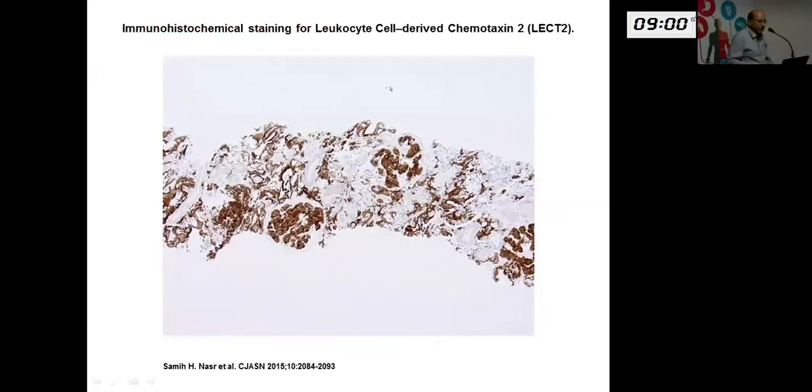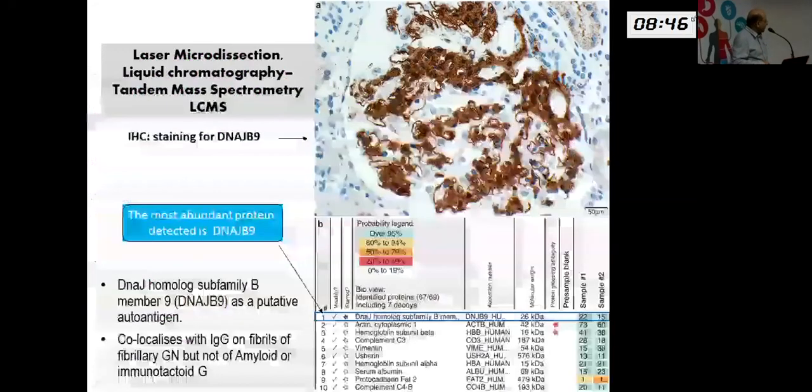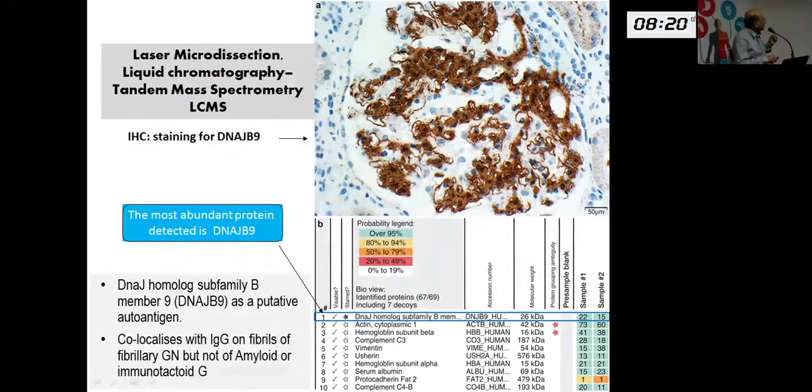Yet another condition, fibrillary glomerulonephritis: PAS positive, Congo red and silver negative, IgG4 positive, random distribution of bigger fibrils, a different entity but a deposit disease. Similar technology, doing mass spectrometry, one found that this is actually DNAJB9 protein. I mentioned this specifically for a reason, and I'll come to it later. Again, this is the proteomic chart, and here the protein that seems to be most representative of this material that you see with immunoperoxidase stain specific for DNAJB9.